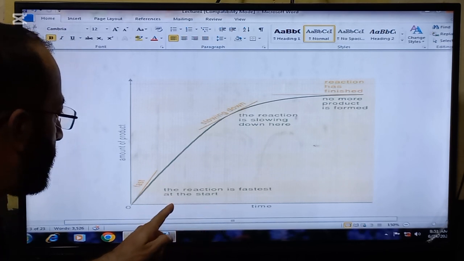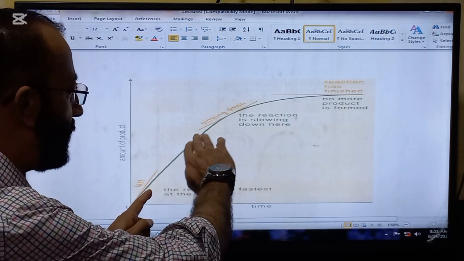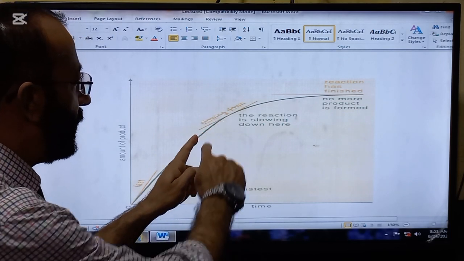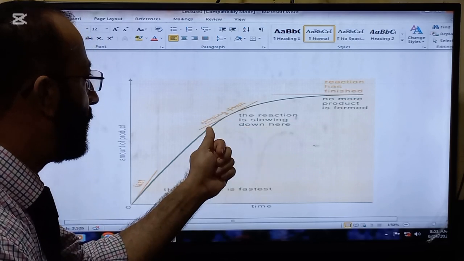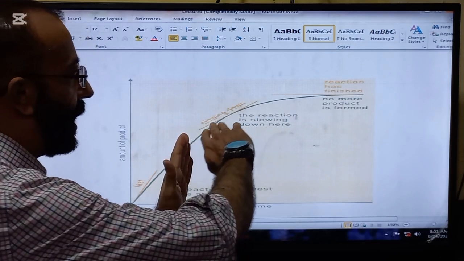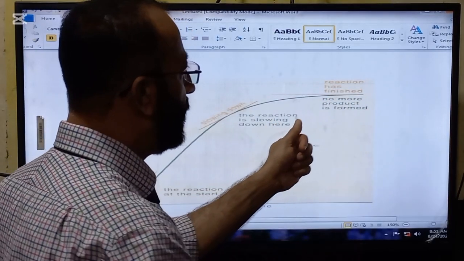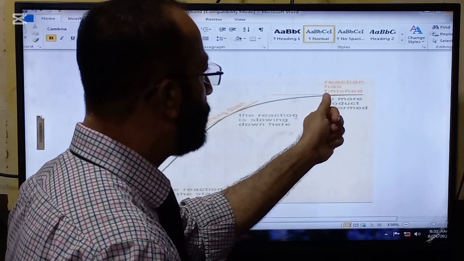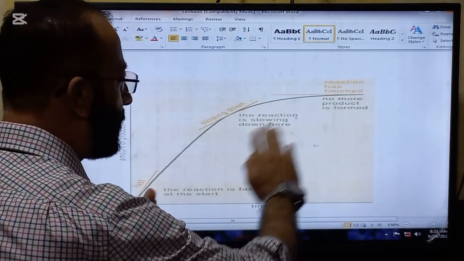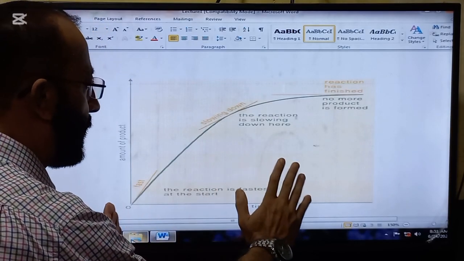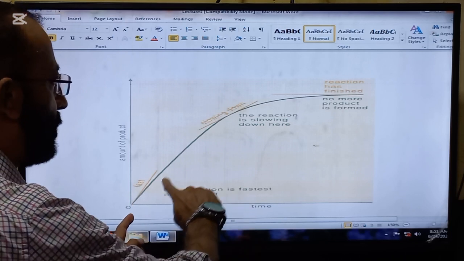If you look at the graph, in this portion the slope is steeper, so the reaction is fastest at the start. But as the reaction proceeds, at this point you can see the slope is less steep. The reaction is slowing down here. After some more time, the graph will become of this shape. Here at this stage, the reaction has finished. No more products are formed. So these are different stages in a chemical reaction, and we can determine the rate of a chemical reaction through a graph.